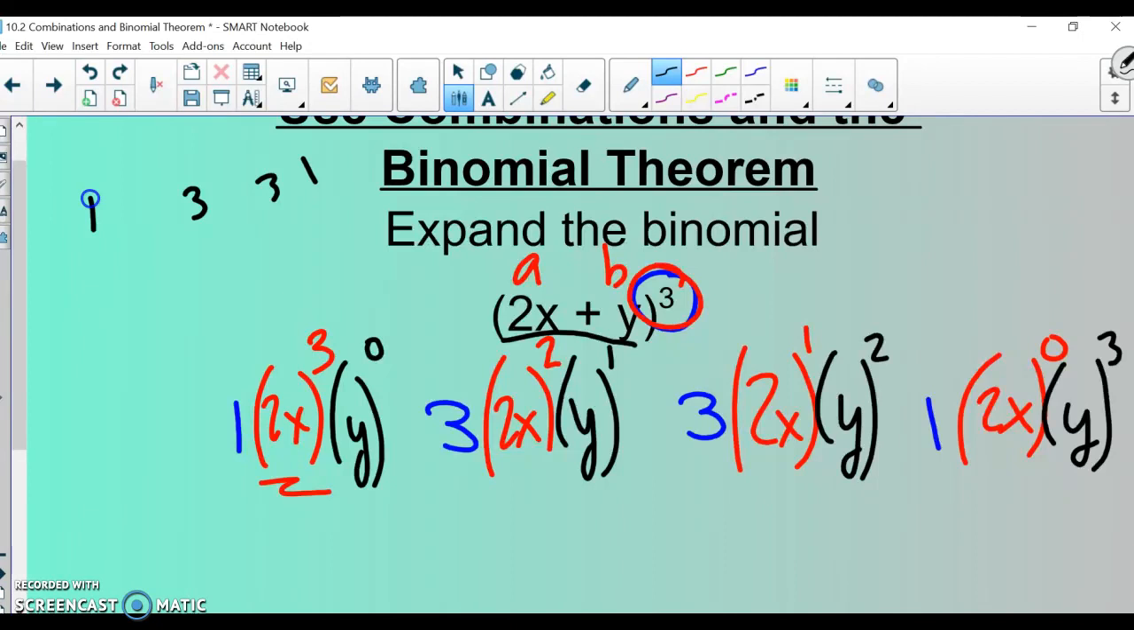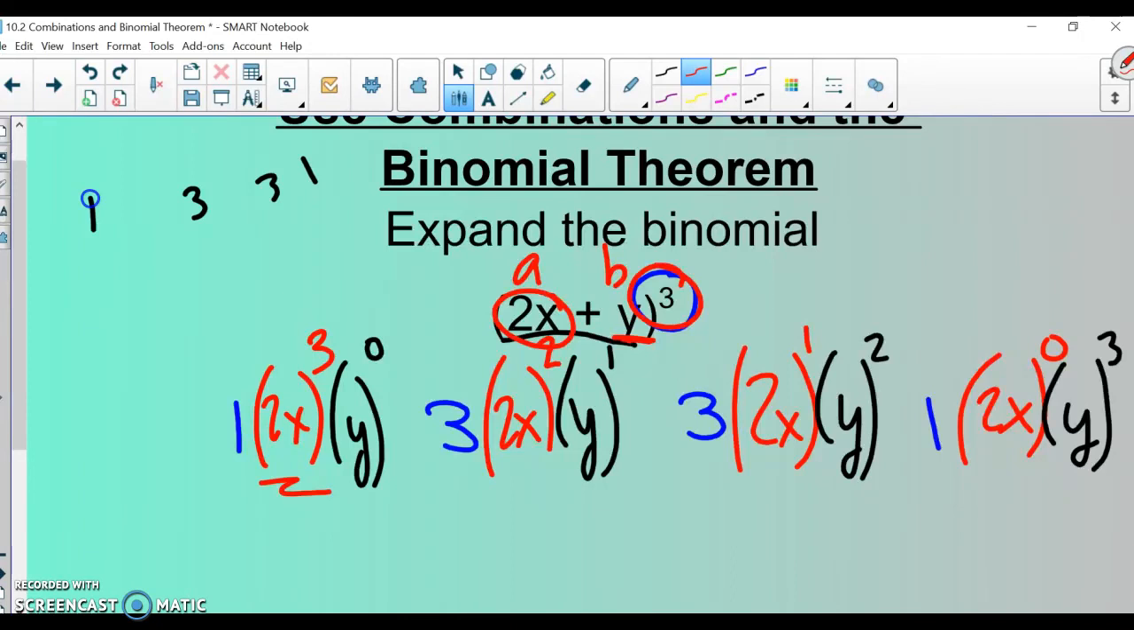And then after each digit, I took the a term, which we said was 2x, and I put that in parentheses after each of those numbers, after each 1, 3, 3, and 1. And then I did the same thing with the y. Right after the 2x, I put a y in each spot.